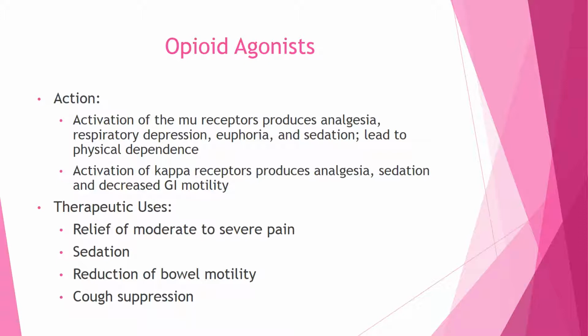Because remember, with opioids or any type of narcotic, the one thing that we have to watch is constipation with these medications. Therapeutic use is relief of moderate to severe pain, sedation, reduction of bowel motility, and as a cough suppressant. They use codeine for the cough suppressant.